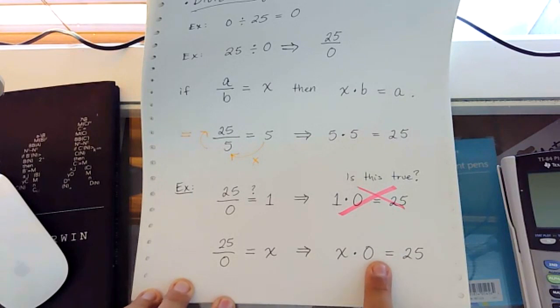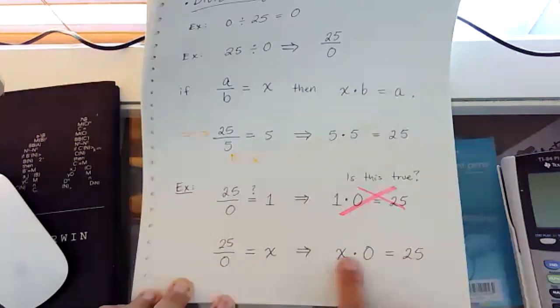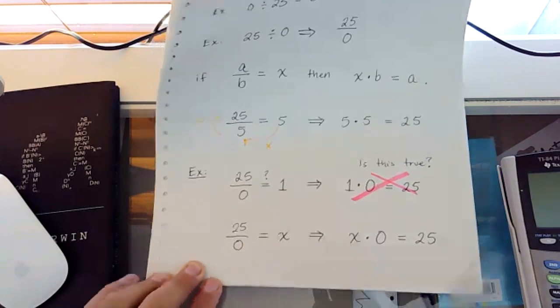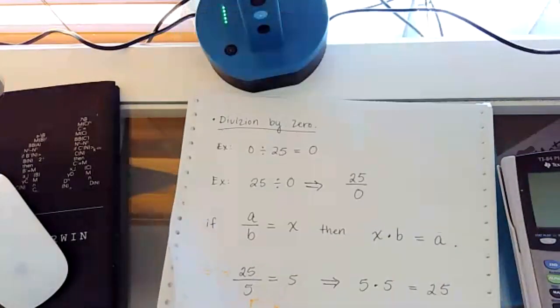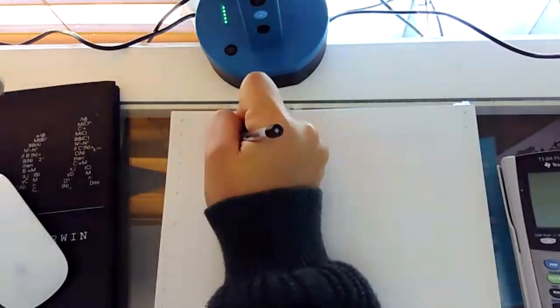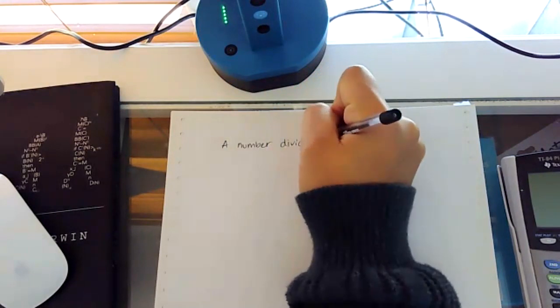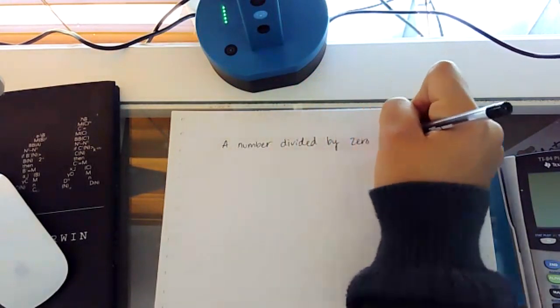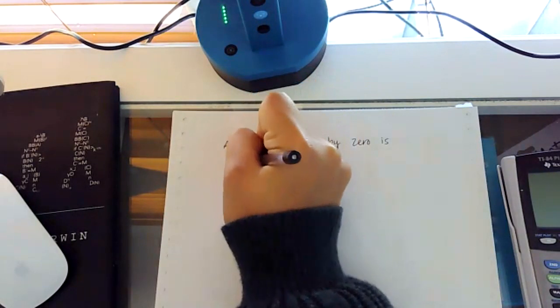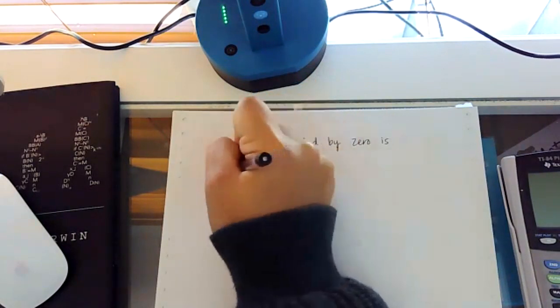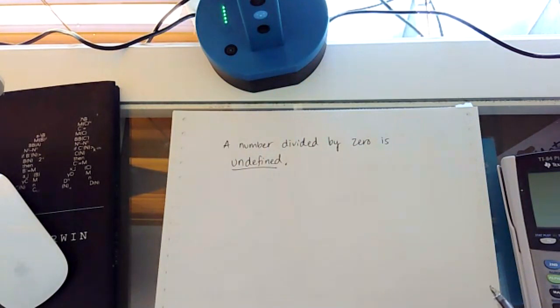So that's the reason why we say you can't divide by 0. Because if these two statements are linked to each other by definition, and you can't find a number that makes this true, then we say instead that a number divided by 0 is undefined. That there exists no number that can be divided by 0.